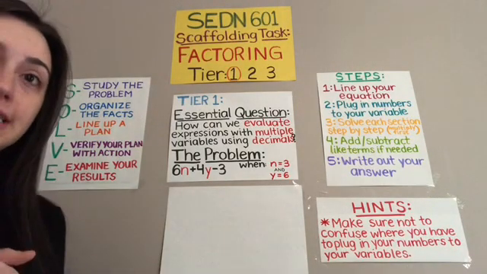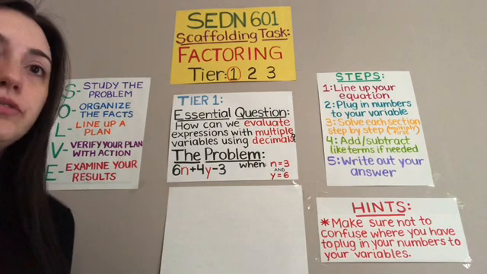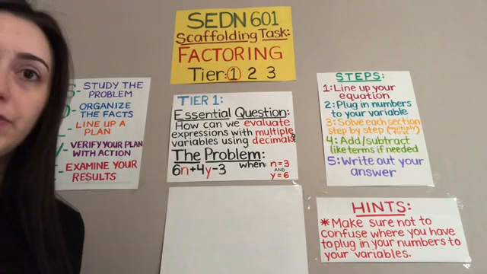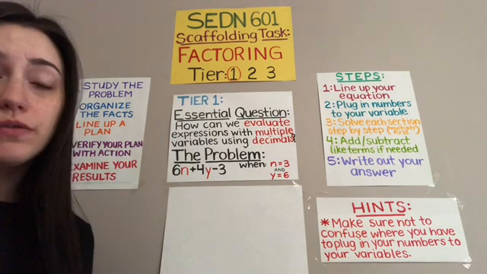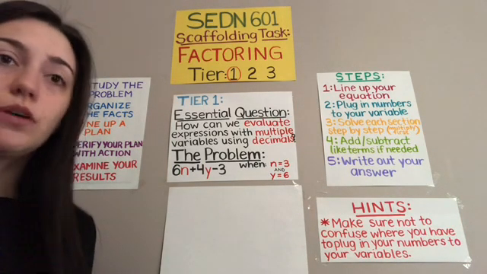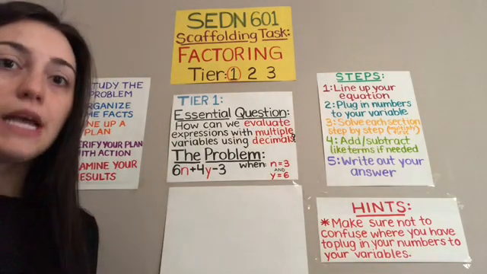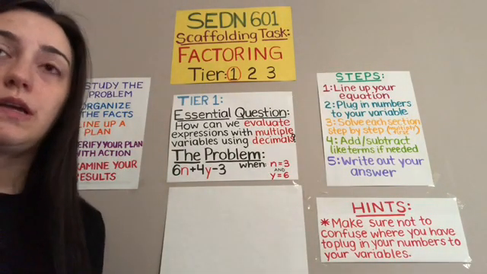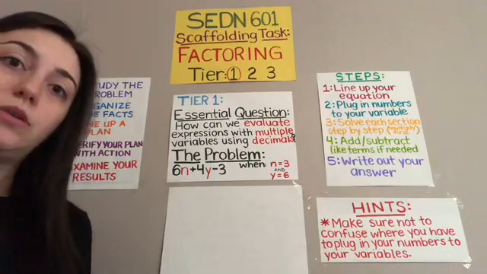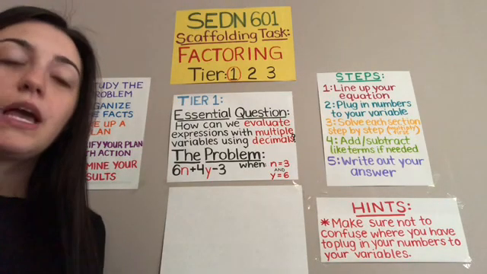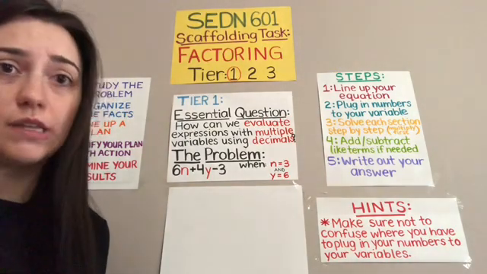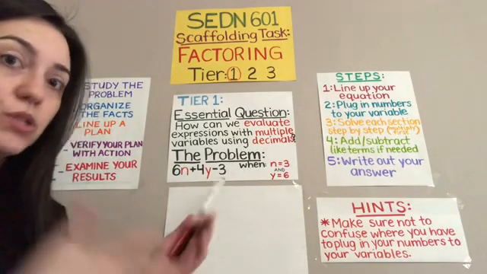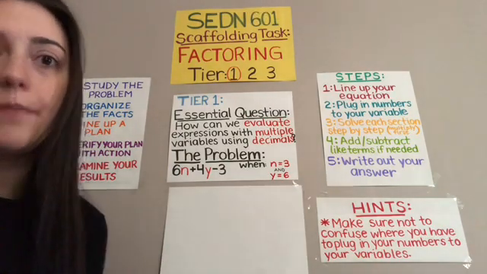So for today's lesson, we will be factoring. We'll be using scaffolds that will be different between all three tiers. We are going to start off with tier 1. Tier 1 involves using all of the supports. Now this is mainly for students that have an IEP, an individualized education program, and also students who are not on their grade level. This can help them solve any problem given to them.